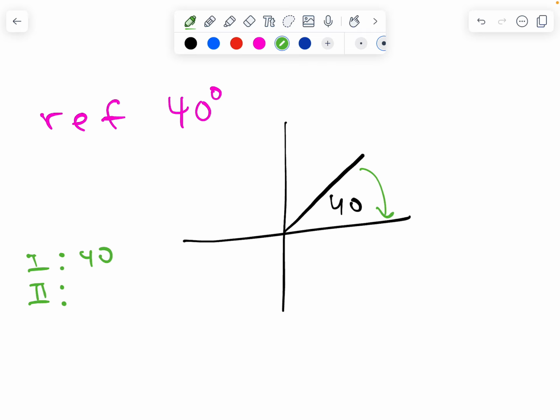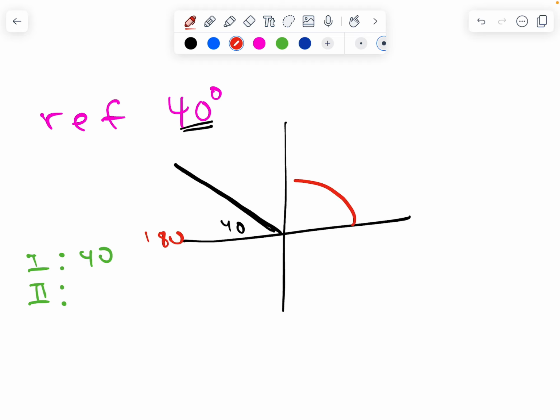So in quadrant 1, it would be 40. What about in quadrant 2? So in quadrant 2, let's draw the angle here. And in quadrant 2, it's right here. Now the 40 degrees, this is important. The 40 degrees always, always, always goes between the terminal side and the x-axis. So we're going to put the 40 right there. Okay, so remind yourself this is 180. So how much more do I need to get to 180? I need 40, so this has to be 140, because 140 plus 40 is the 180. So in quadrant 2, it would be 140.